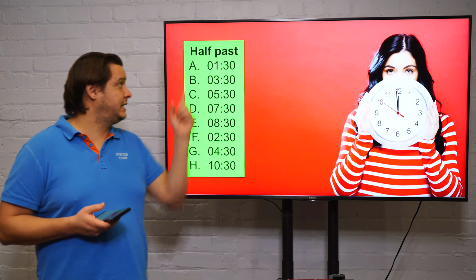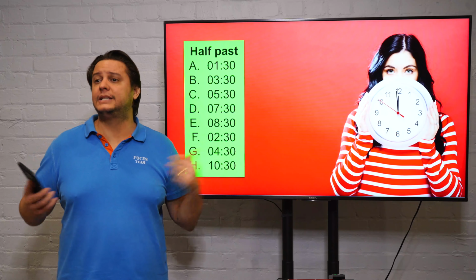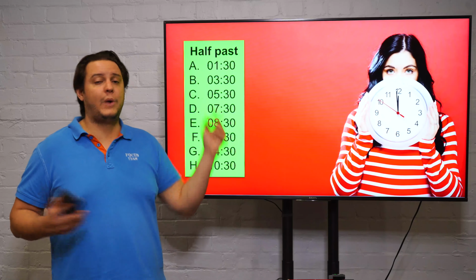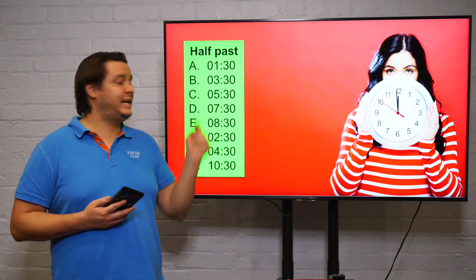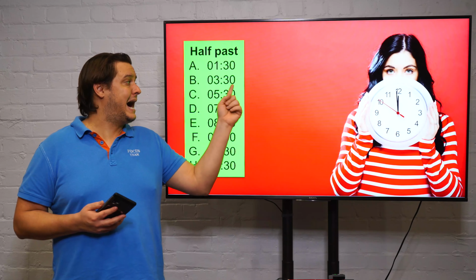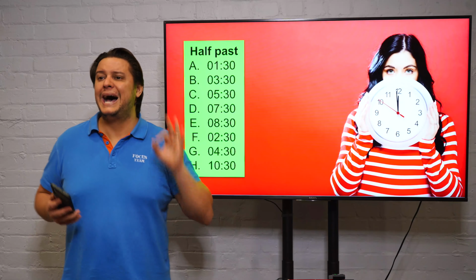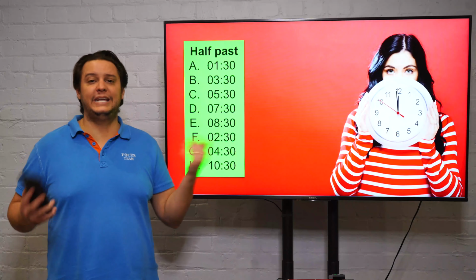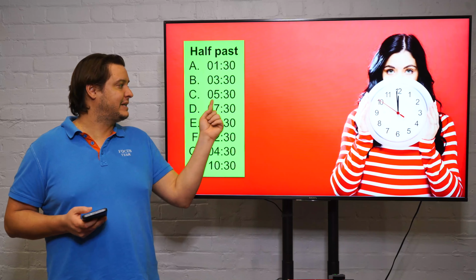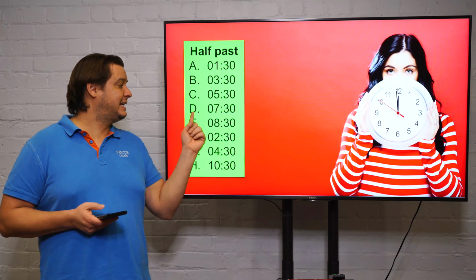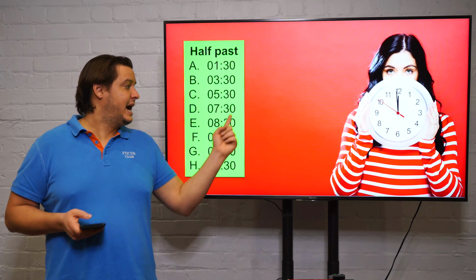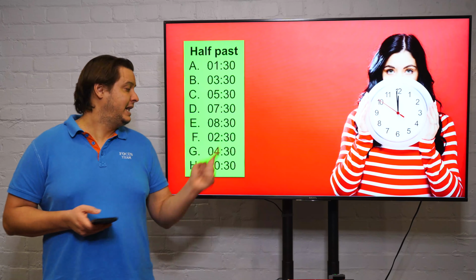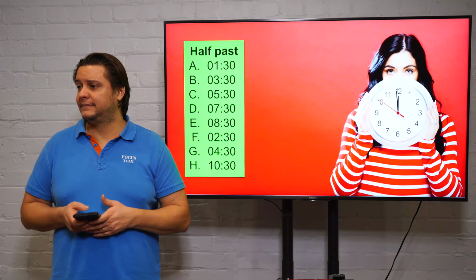One more time, saying the letter. Right. Letter A is 1:30, half past 1. Letter B is 3:30, half past 3. Half. Very good. Letter C is 5:30, half past 5. Letter D is 7:30, half past 7. Letter E is 8:30.